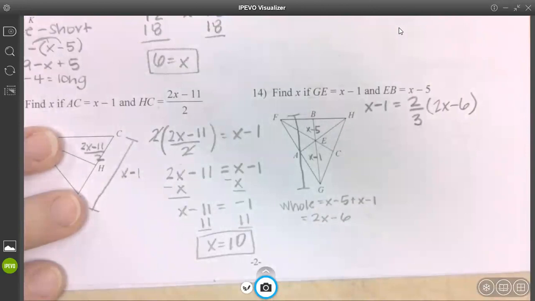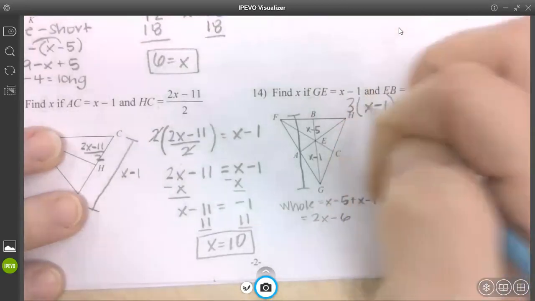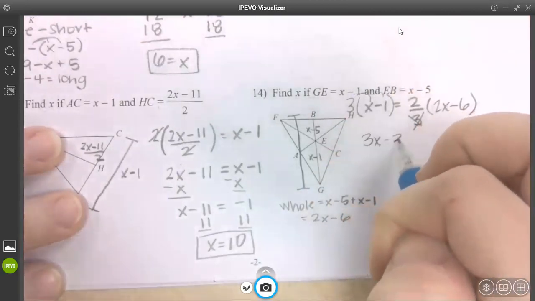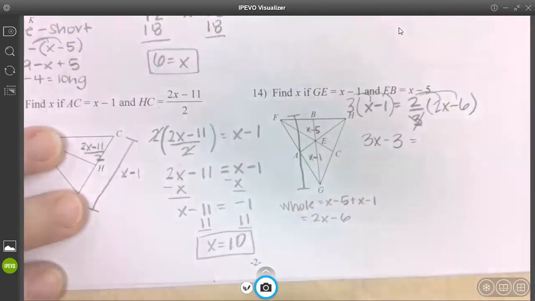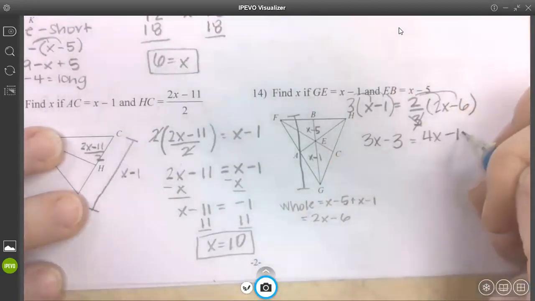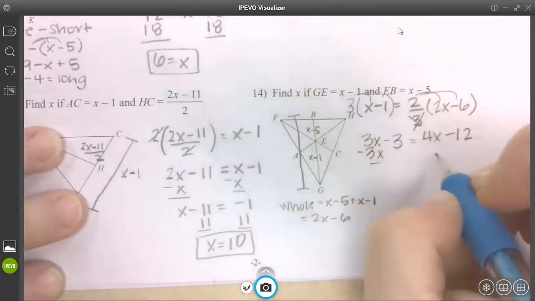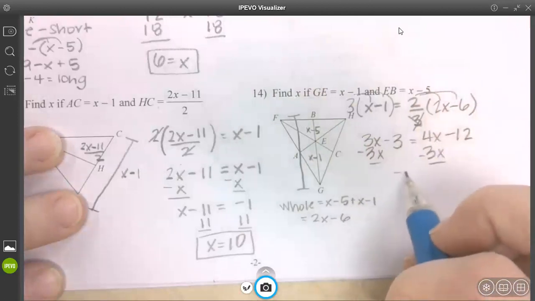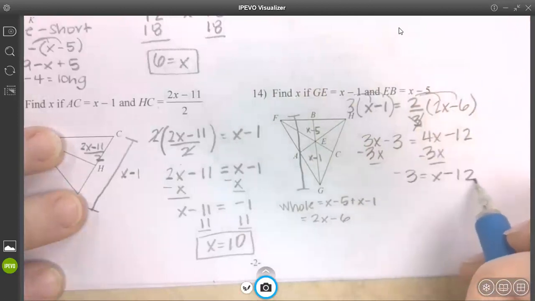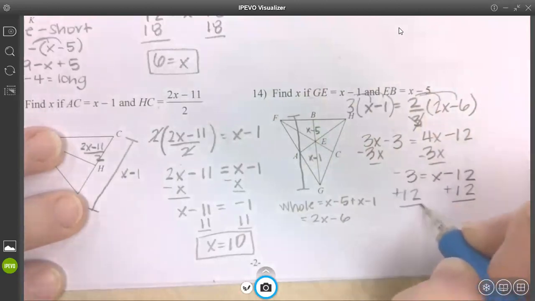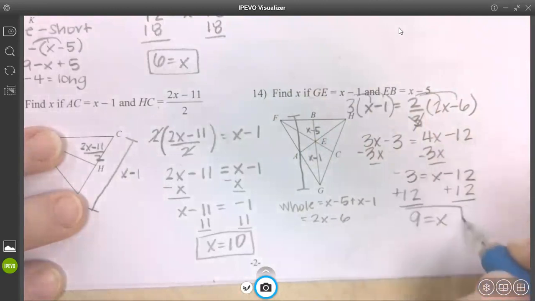So that's all it is. They don't make it super easy for you. They make you find the part you need. Now at this point, once you've set it up, it's the same thing. We're going to multiply this by 3 to cancel this one out. When we distribute, we get 3x minus 3. And then we're going to distribute our 2 and get 4x minus 12. We're just trying to find x. So we're going to subtract 3. We get negative 3 equals x minus 12. We're going to add 12. And we get that x equals 9.